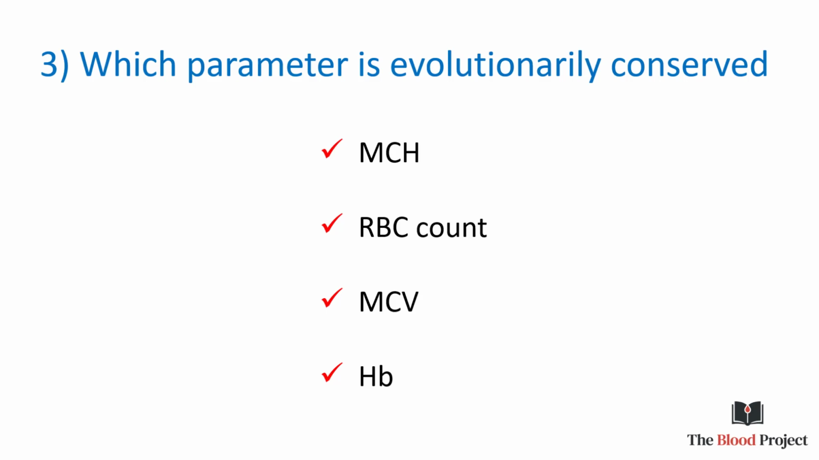Finally, of the red cell parameters shown on this slide, which is most highly conserved among mammals? The MCH, the red cell count, the MCV, or the hemoglobin? You may be wondering why I'm bothering to bring up comparative physiology in a clinical talk. But one of my goals today is to try to convince you that a comparative perspective provides a powerful tool for approaching and understanding the human condition.